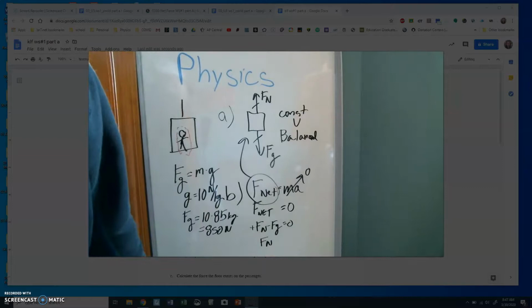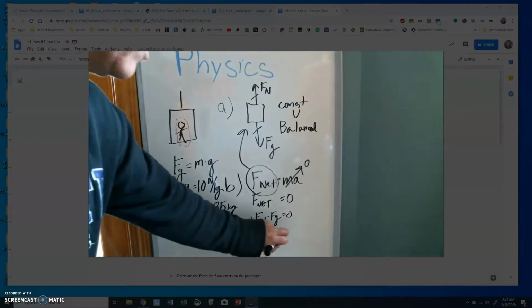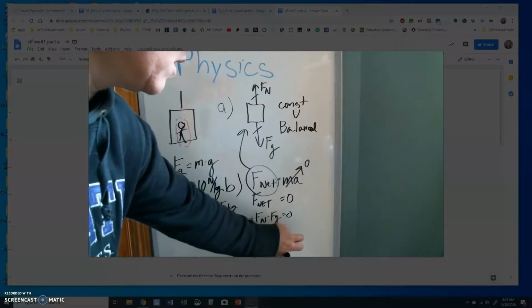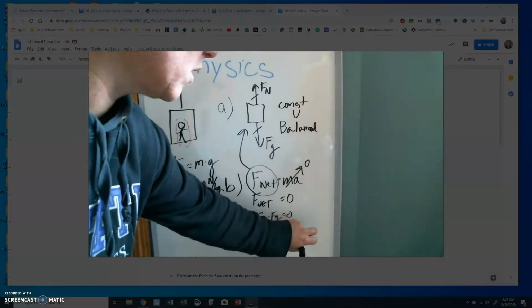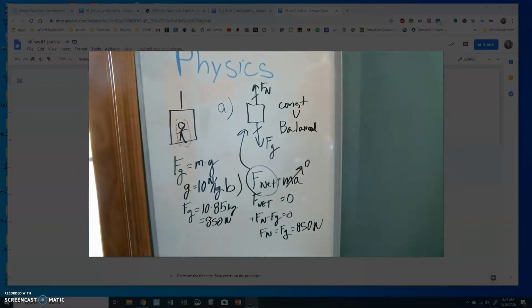Okay, so force normal. Do I have this? Oops, I don't. Force normal basically equals force gravity, which equals 850 newtons. That is the force the floor exerts on the person.